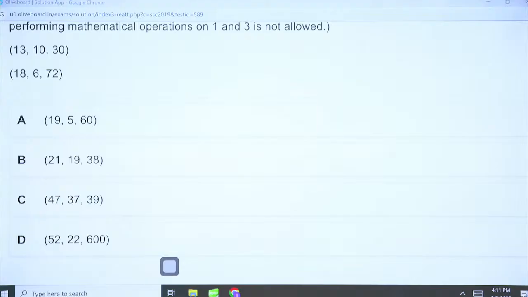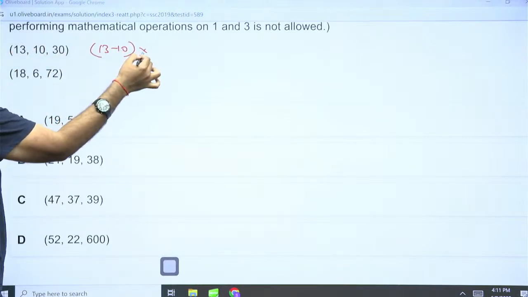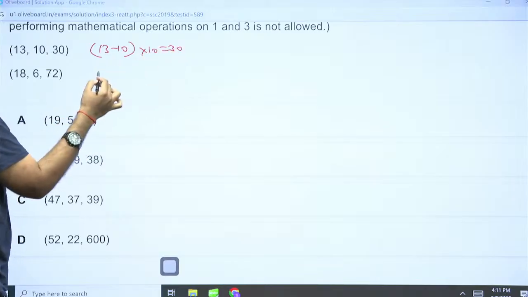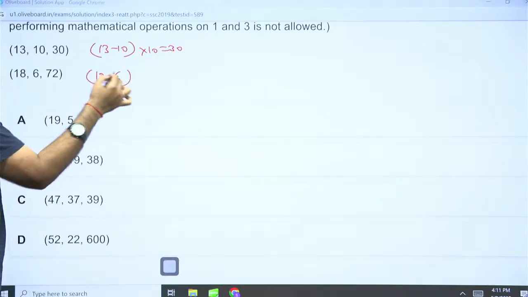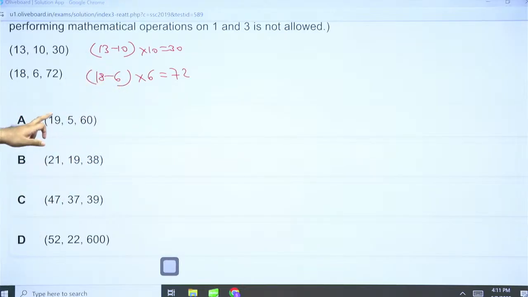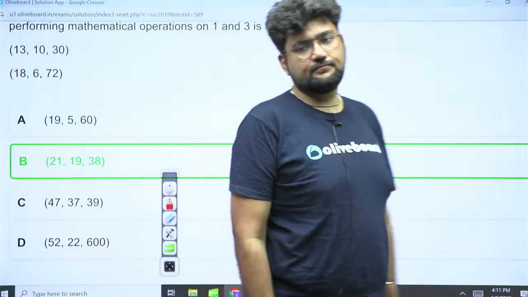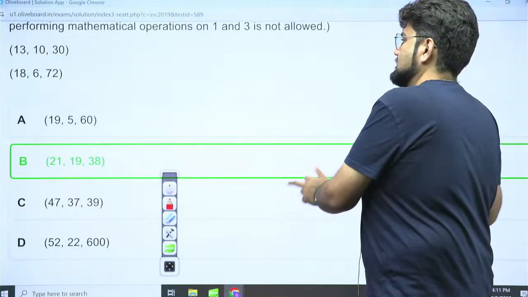Okay, now out here 13, 10 and 30, 18, 6 and 72. See, 13 and 10, if we subtract them, we get 3 and we multiply this with the very 10 in between, you will get 30. Try it out here. 18 minus 6 is 12. You multiply this with the very 6 in between, which is 72. Applying the same logic here, 19 minus 5, 14 into 5 is not 60. 21 minus 19 is 2. 2 into 19 is 38. That's it. It's that simple. Okay, so option B is the correct answer. Next.